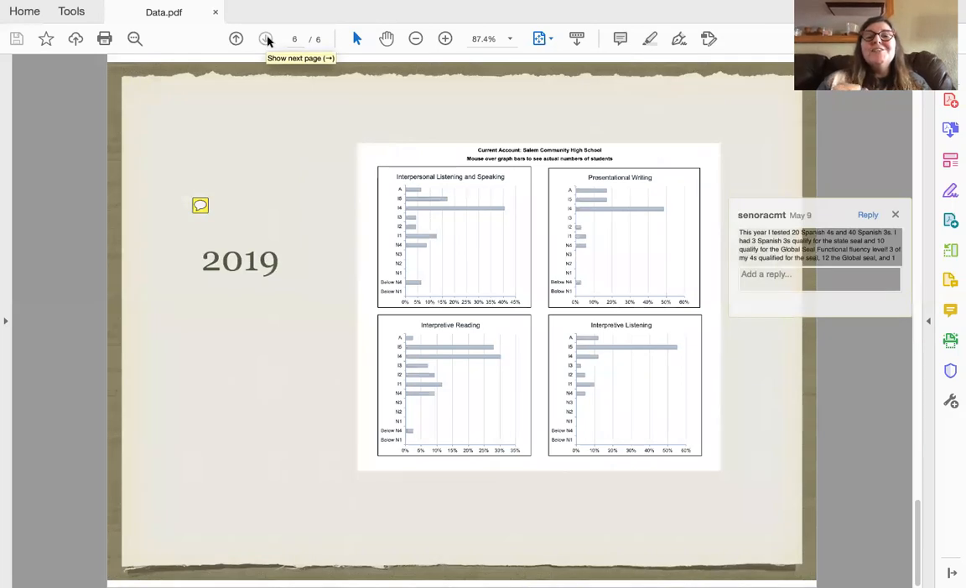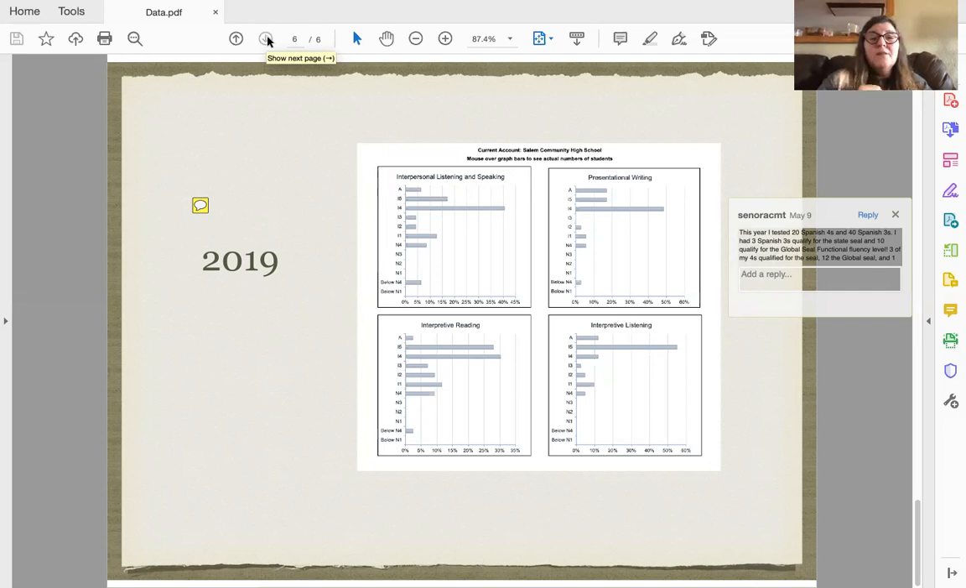So the next year, check it out. This year, I gave the test to 20 Spanish 4s, 40 Spanish 3s. I had 3 Spanish 3s qualify for the state seal of biliteracy, 10 qualified for the global seal of biliteracy at the functional level. 4 of my Spanish 4s qualified for the state seal of biliteracy. 12 of them qualified for the global seal of biliteracy.